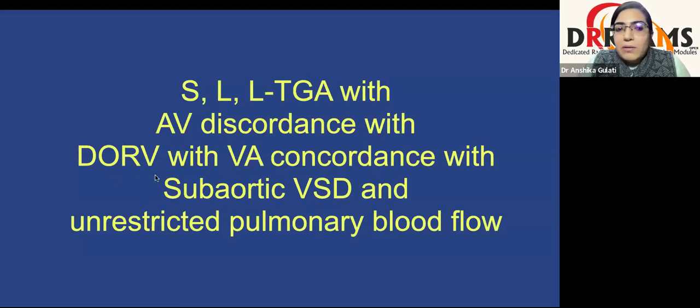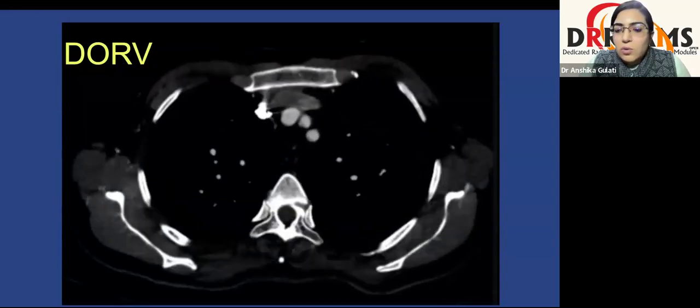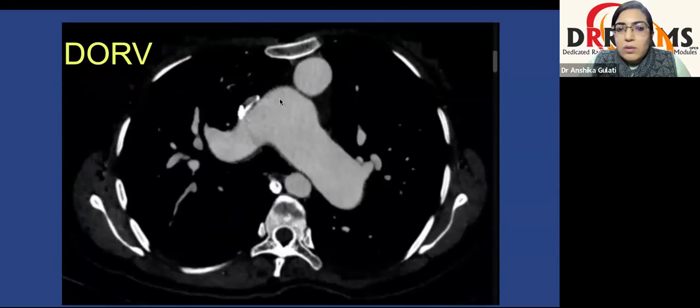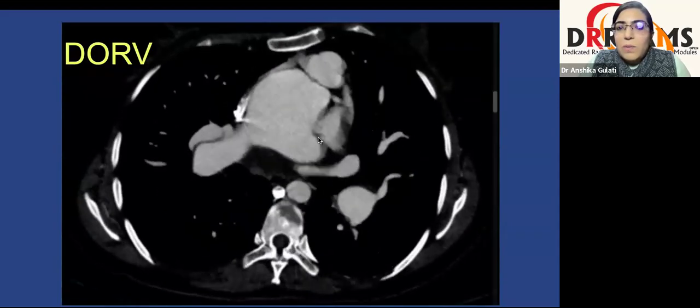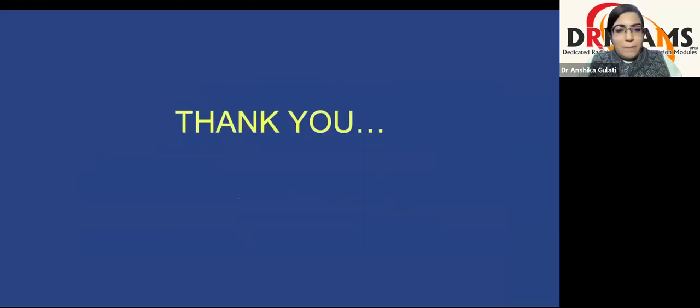And also I just told that in DORV cases, it is important to comment about the type of pulmonary blood flow. So we see the pulmonary arteries are good in size, and there is no pulmonary stenosis. So finally, we'll mention that there is unrestricted pulmonary blood flow. And this completes our 6-step approach of segmental evaluation of congenital heart disease. And this is the Van Praagh notation. Thank you.